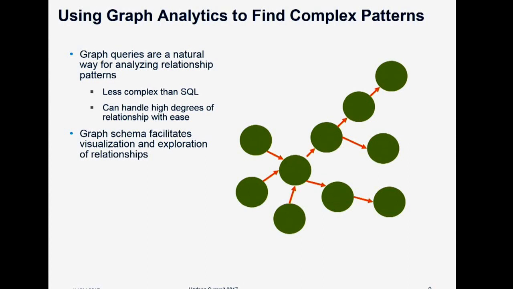You can do a query against a graph with different conditions, and you can even do something like a count, but it's less complex than Cypher, and it can handle high degrees of relationship in a big graph, and that helps make it easy to find the relationship. The graph schema can make the data visualization easier, and it's easy to explore the relationship in high degrees.